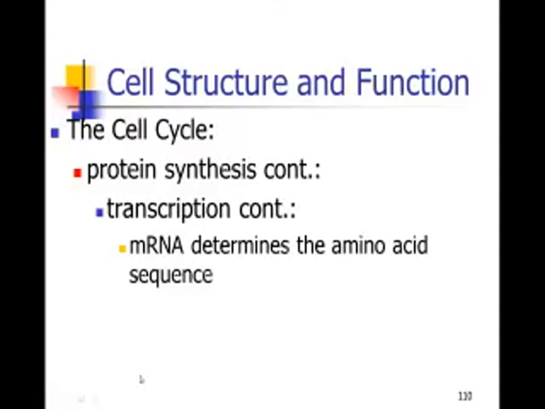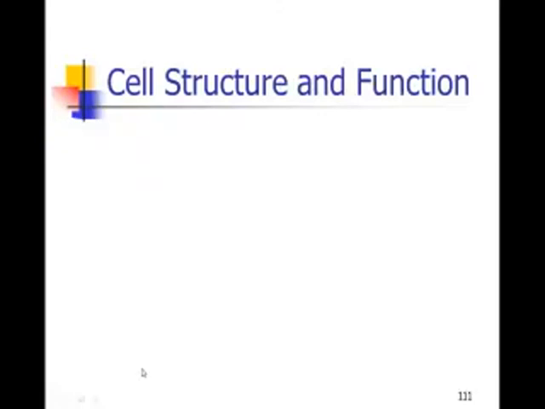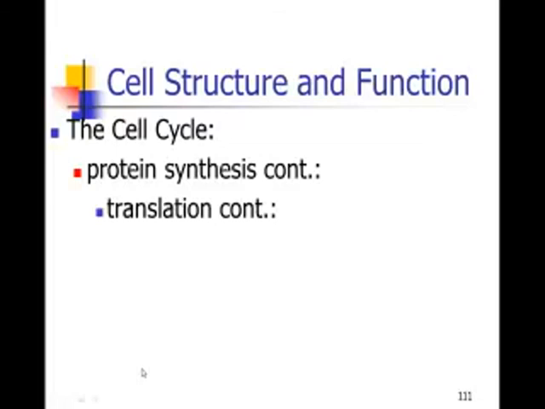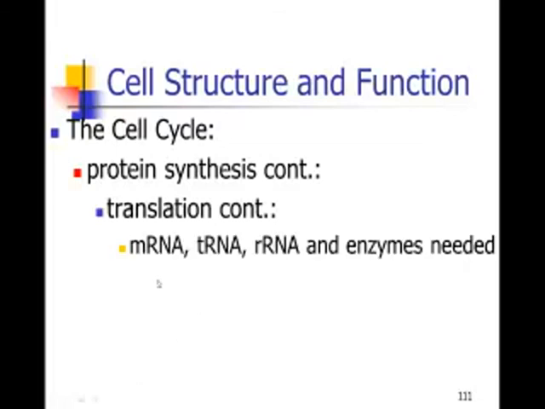So the messenger RNA then determines the amino acid sequence of the protein. As I mentioned, there are three kinds of RNA. They're all needed to form proteins, and the process of forming a protein is called translation. So transcription was the formation of the messenger RNA from the DNA, and translation is taking the messenger RNA and actually forming the protein.